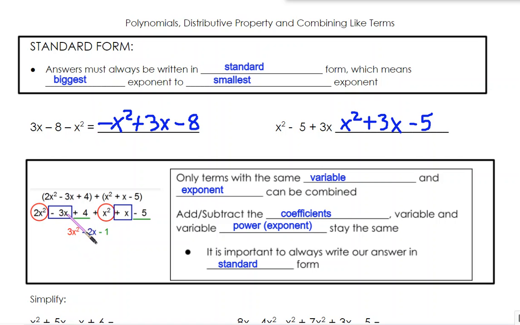So negative 3x I can combine with this plus x. Negative 3x plus, really, this is 1. Negative 3 plus 1 would give me negative 2x. And then I also have this plus 4 and this minus 5. I can combine those because those are just constants, they're just numbers. 4 minus 5 gives me negative 1, so there's our answer right there. So it's just like combining like terms. Remember, you have to have the same variable raised to the same power or exponent.